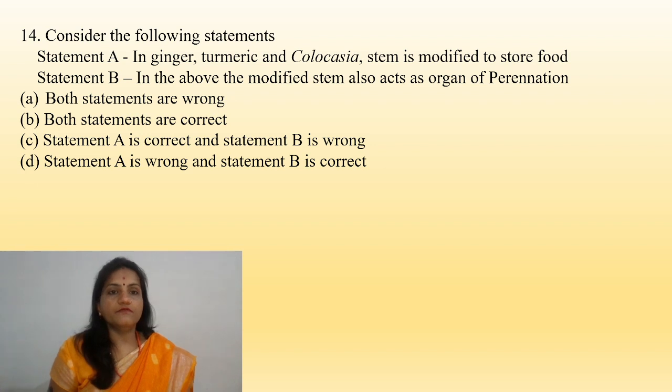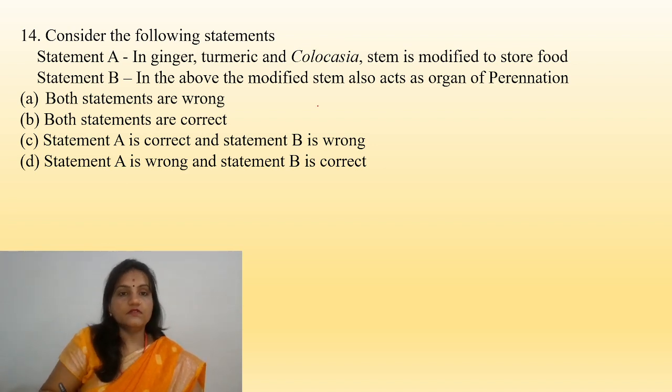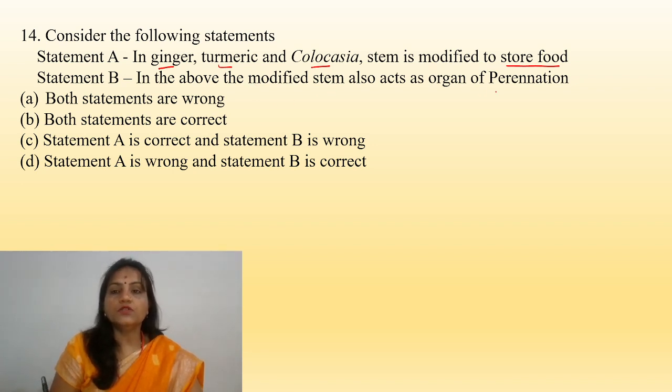Consider the following statements. Statement A: ginger, turmeric, colocasia stem is modified to store food. Statement B: in the above, the modified stem also acts as an organ of perennation. Well, of course ginger is for the purpose of storage of food. Turmeric also, colocasia also. Statement B states that the above modified stems also act as organs of perennation. Now perennation is a new word which you need to understand.